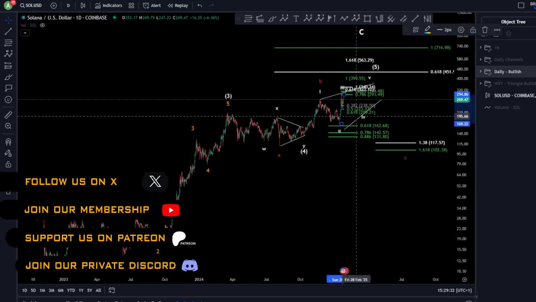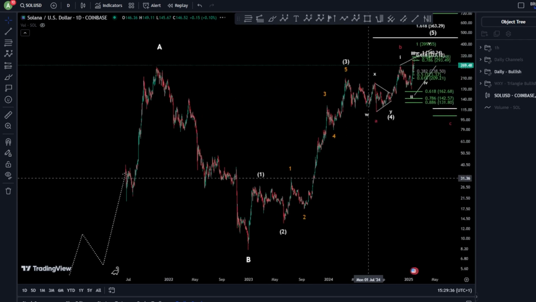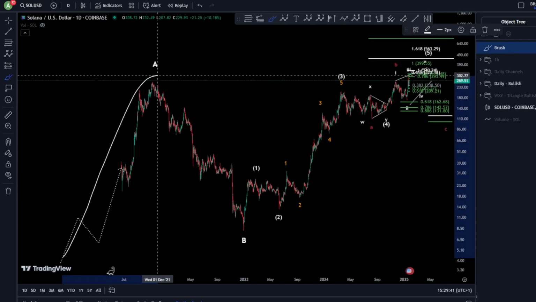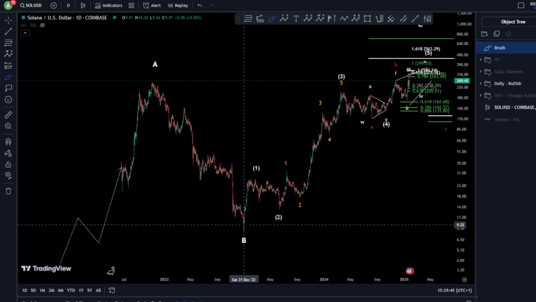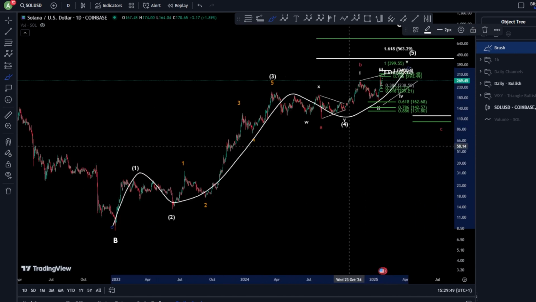Starting here on the daily chart, we still have our zigzag toward the upside, in a pattern where we saw an impulse for Solana moving higher, and we are currently in a wave C, as 5 impulsive waves.